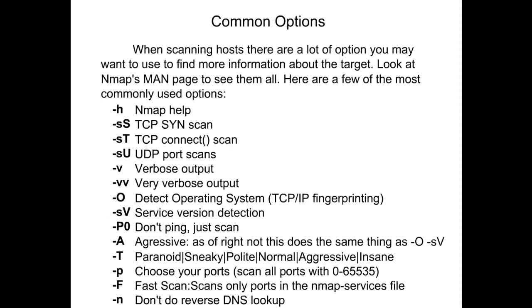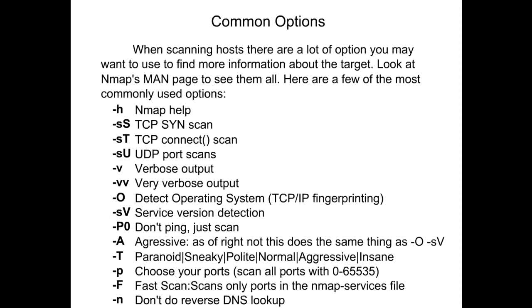-O will try to do an operating system detection, also known as TCP/IP fingerprinting. Different operating systems have different ways of responding to certain kinds of messages. And by how they respond to this, Nmap can try to guess as to what operating system is running on that machine.